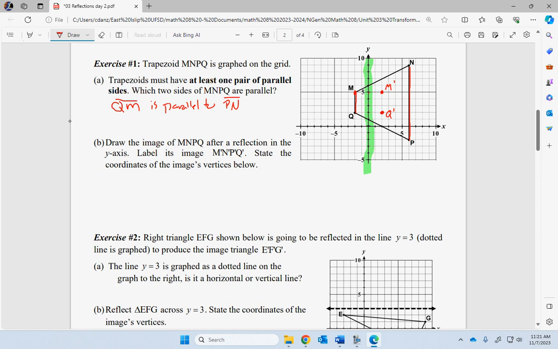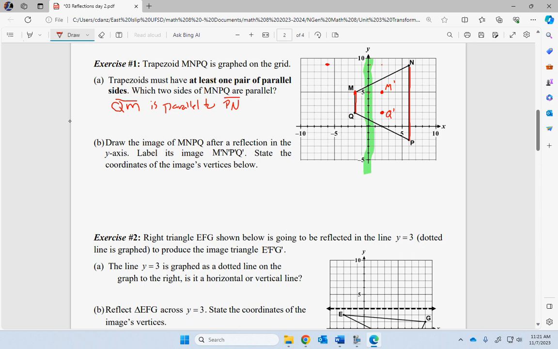And then some people get confused now when they have to reflect N and P. It's the rule that we talked about yesterday. You count how many boxes to the line of reflection and go the same amount on the other side. So N is on the right side, so it has to end up on the left side to be called N prime. It's 1, 2, 3, 4, 5, 6 away.